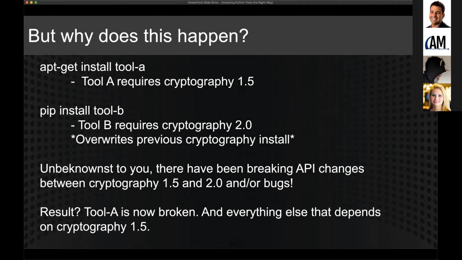And say that unbeknownst to you, there have been breaking API changes in the cryptography library or bugs introduced between version 1.5 and 2.0. Well, the result now is that tool A is completely broken, and also everything that depends on cryptography, specifically version 1.5. So this is exactly why this happens.